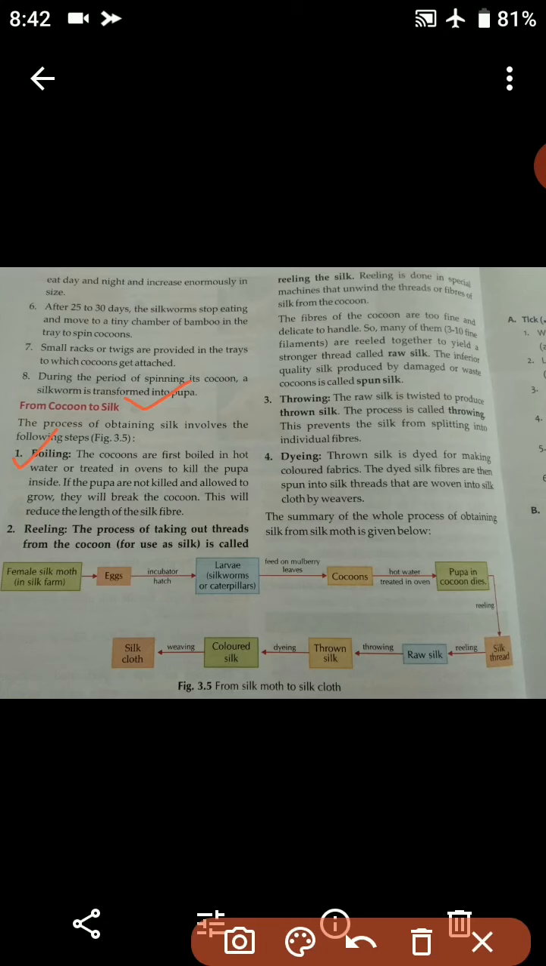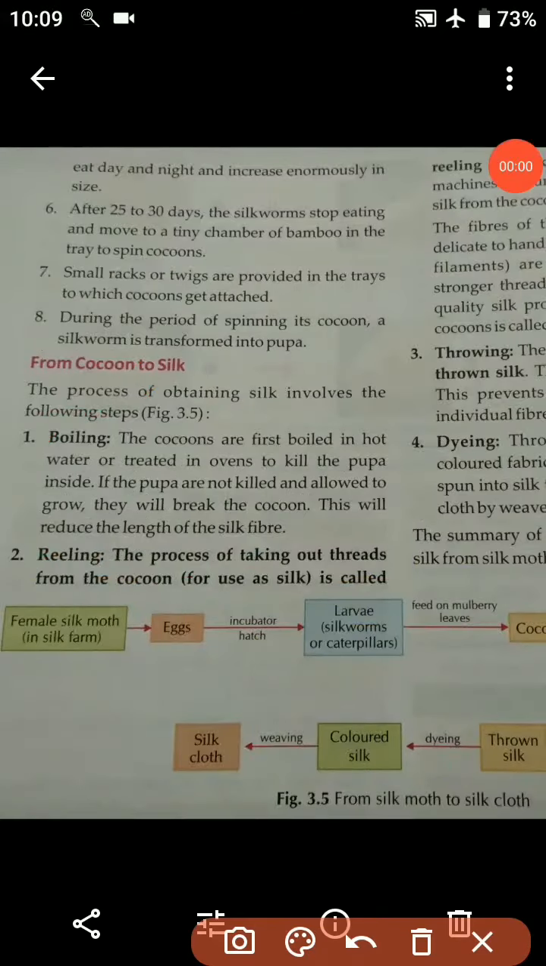So now why do we have to kill the pupa? We have to kill the pupa because if we do not kill it, then it will break the cocoon. So students, after the cocoon breaks, it will reduce the length of the silk fibers. So for this reason, we have to kill the pupa.